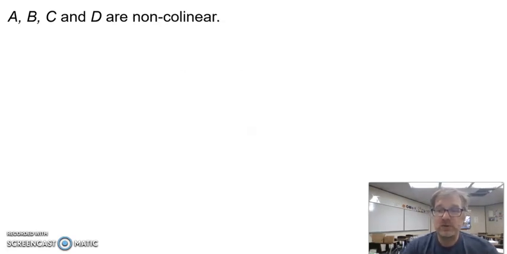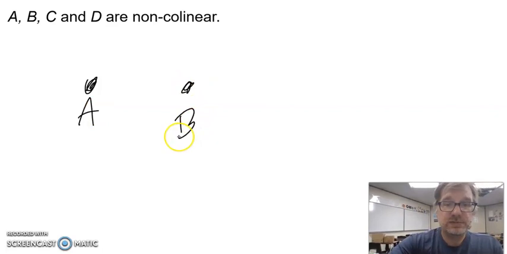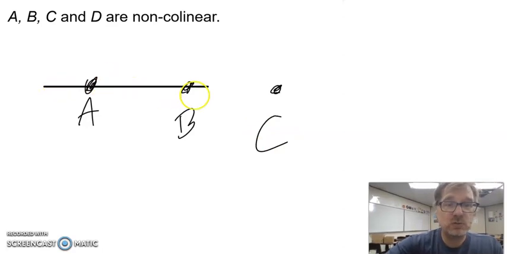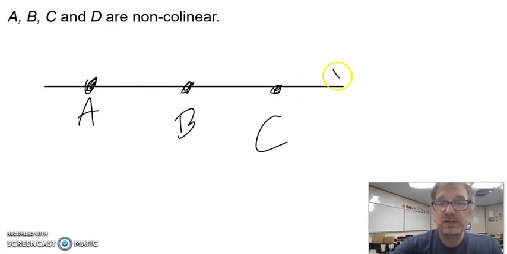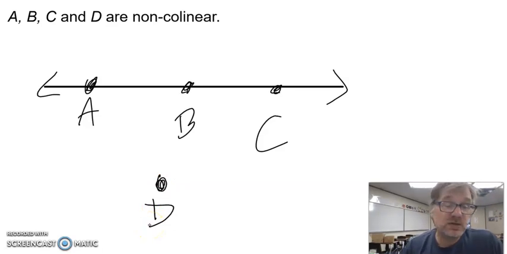Now, if I take any one of those points and I move it off of the line. So let's have the points A, B, C. If we notice, A, B, and C are all collinear because they are all on the same line. But I didn't say A, B, and C. I said A, B, C, and D. So that means since A, B, and C are on the line, D will not be. Alrighty. So A, B, C, and D are non-collinear because D is off the line. A, B, and C are collinear because they are all on that line.